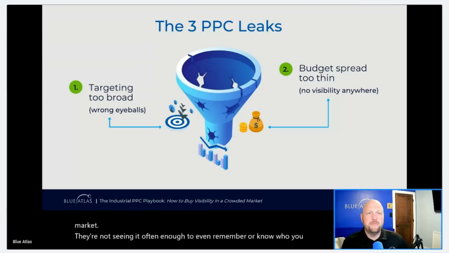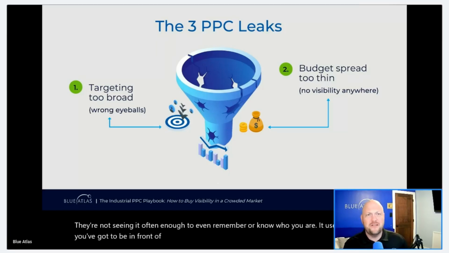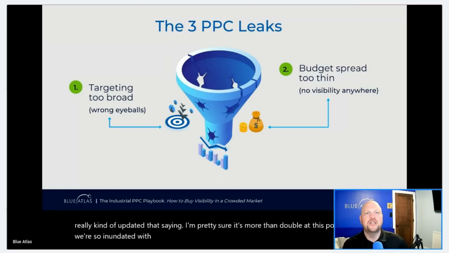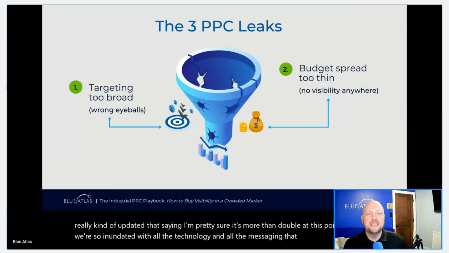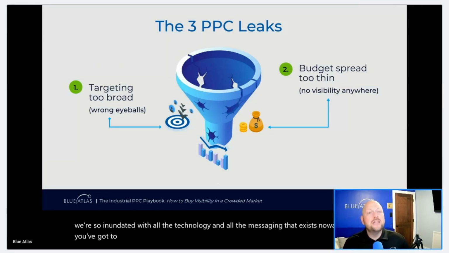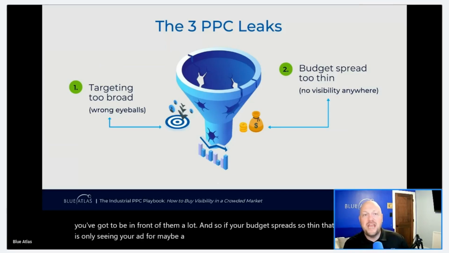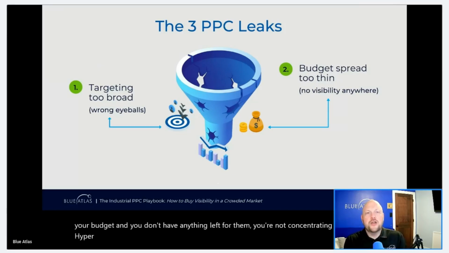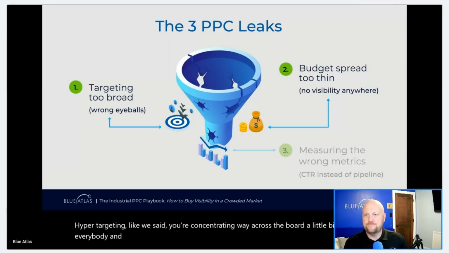When you're in front of the right market, they're not seeing it often enough to even remember or know who you are. It used to be you've got to be in front of somebody 7 times to get their attention. Realistically, and no one's really updated that saying, I'm pretty sure it's more than double at this point because we're so inundated with all the technology and all the messaging that exists nowadays that you've got to be in front of them a lot. And so if your budget spreads so thin that somebody's only seeing your ad for maybe a few hours out of the day because you're blowing through your budget and you don't have anything left for them, you're not concentrating on that sniper targeting like we said. You're concentrating way across the board, a little bit in front of everybody, and nobody hears you.